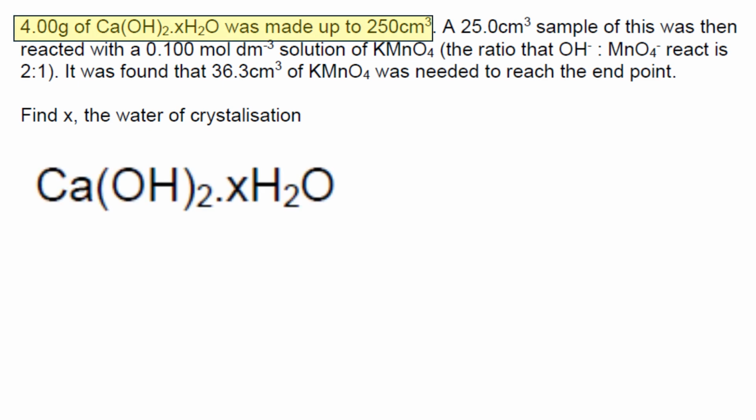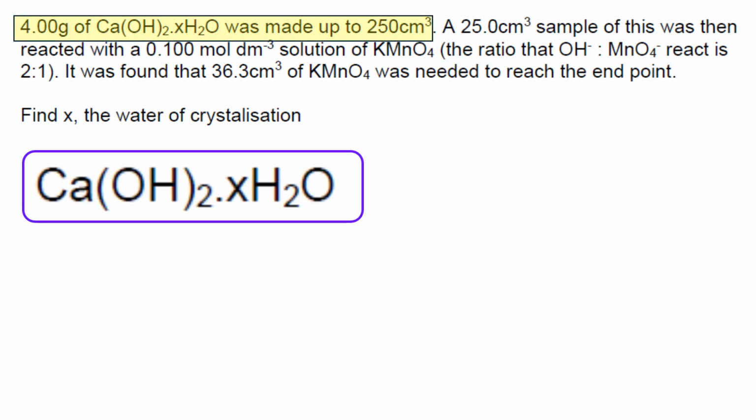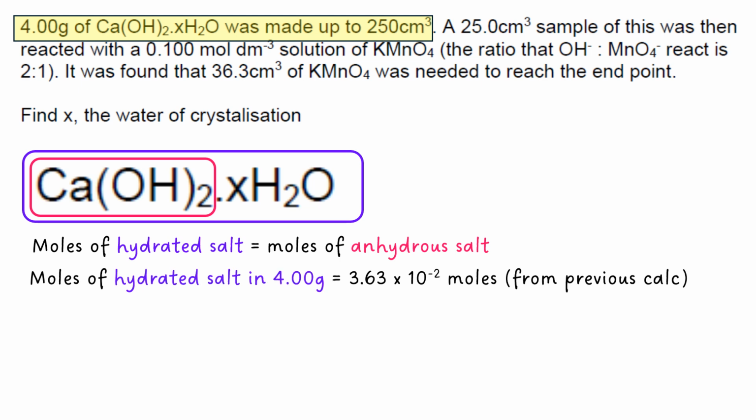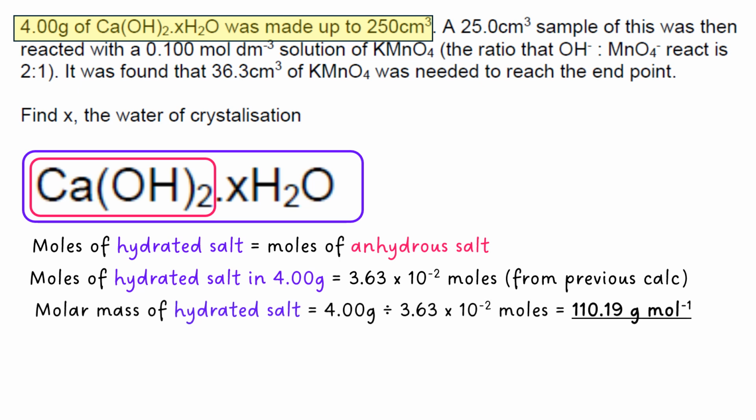So going back to here and focusing in on the formula, we've got the purple outline gives us the hydrated salt, the pink outline gives us the anhydrous salt. The first thing to spot is that the moles are the same. So the moles of hydrated salt are the same as the moles of anhydrous salt. So if you've got 3.63 times 10 to the minus 2 moles in the previous calculation, that must mean the molar mass of the hydrated salt is 4 grams divided by that number of moles, which is 110.19 grams per mole. So that's the MR of this whole thing, this value here.